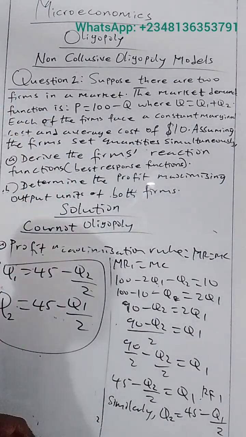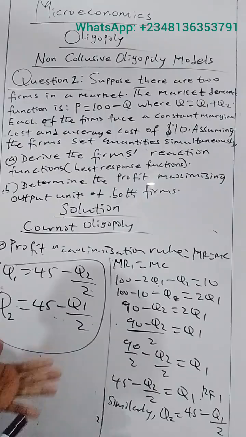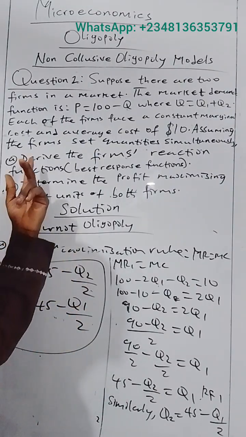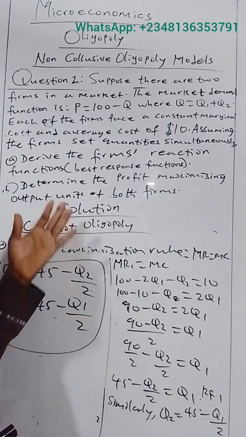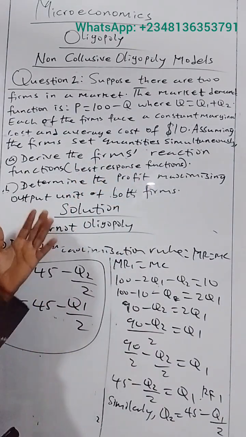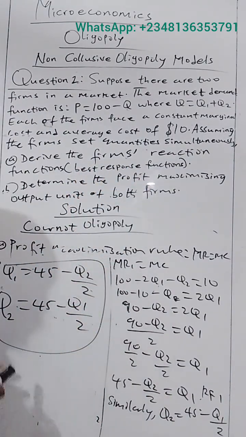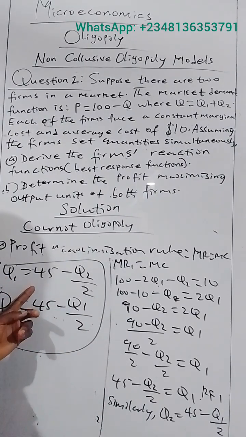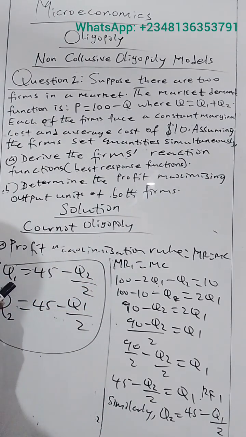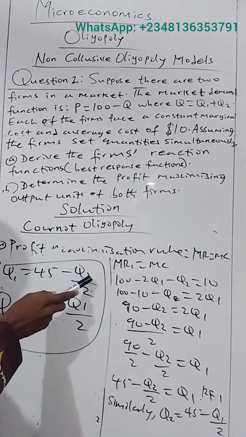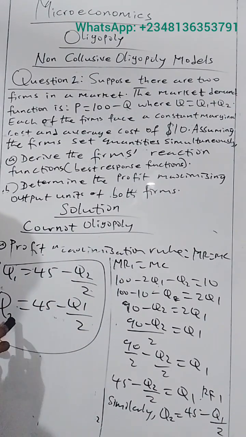You can see in our previous video, we only solved question A, where we tried to derive the firm's reaction functions, that's best response functions. And these are the reaction functions of both firms. So this is the reaction function of firm 1. You can see the output of firm 1 depends on the output of firm 2. And likewise, this is the reaction function of firm 2. You can see the output produced by firm 2 depends on the output of firm 1.